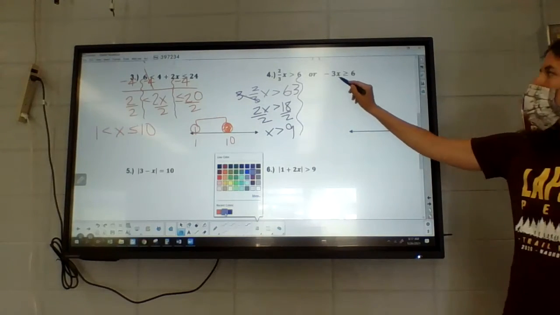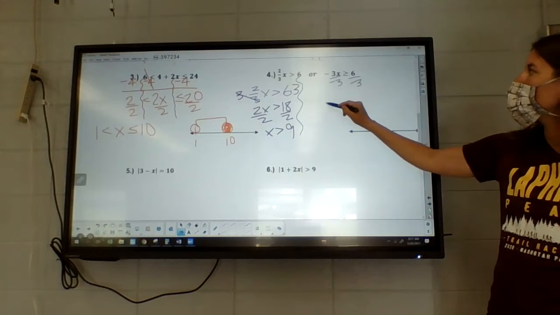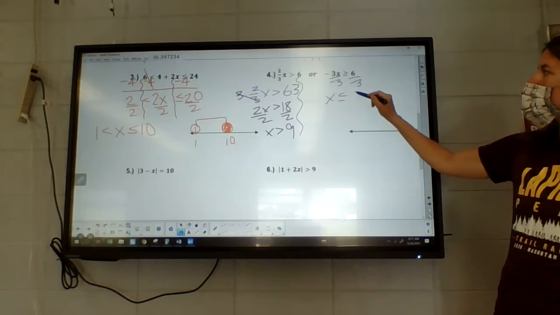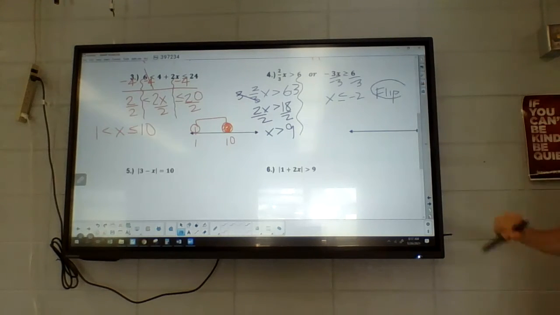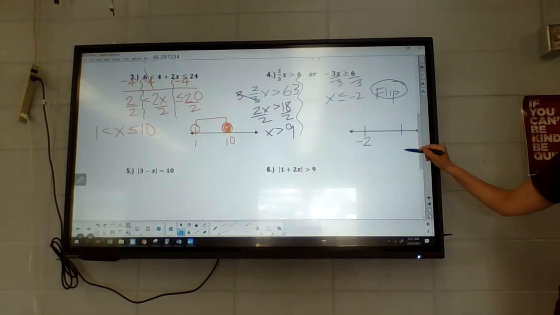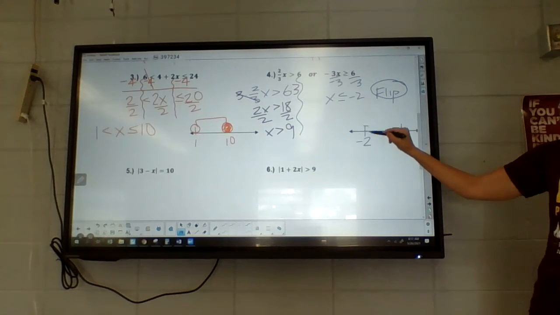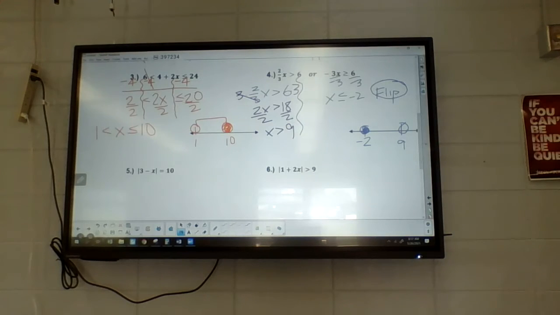then this one I have to divide by a -3. So that means I have to flip this inequality. So I divide it by a negative. Now I'm going to go and put this on my number line. So my smaller number, larger. This one's a closed circle. This one's open. But it's greater than 9, smaller than -2.